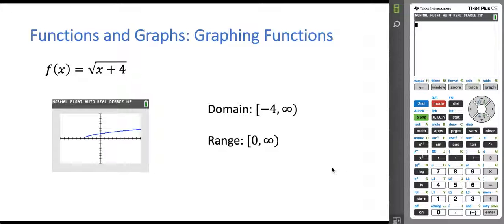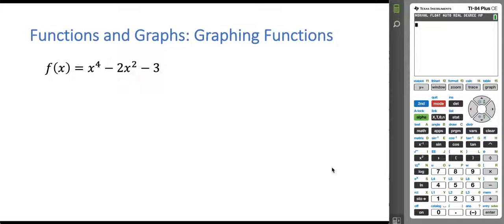All right, let's look at the next example. So our next example is x to the 4th minus 2x squared minus 3. So we're going to graph that. I'll clear the last one out. So we're going to type x, and if I want to the 4th, I use this caret button, x to the 4th.